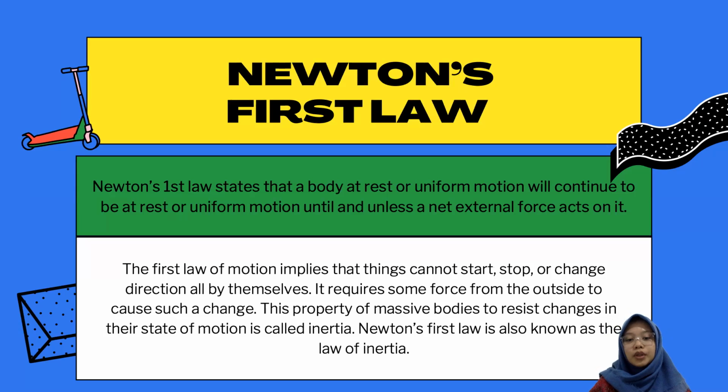The first law of motion implies that things cannot start, stop, or change direction all by themselves. It requires some force from the outside to cause such a change. This property of massive bodies to resist changes in their states of motion is called inertia. Newton's first law is also known as the law of inertia.